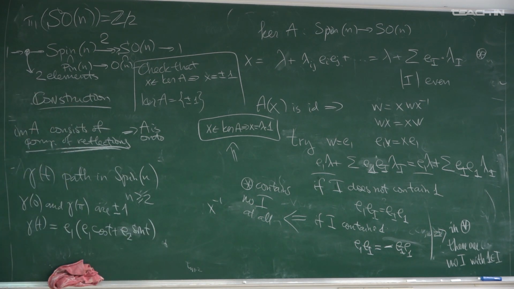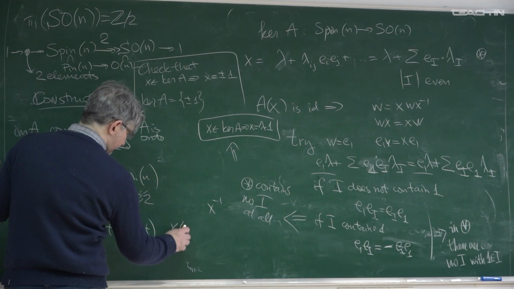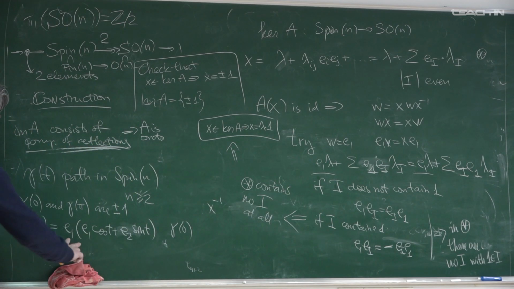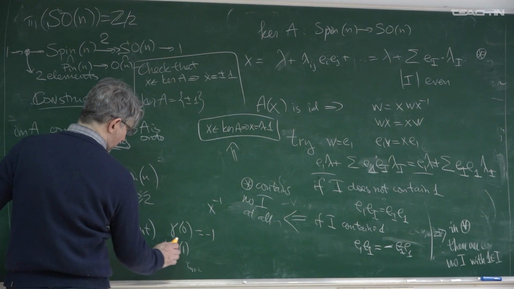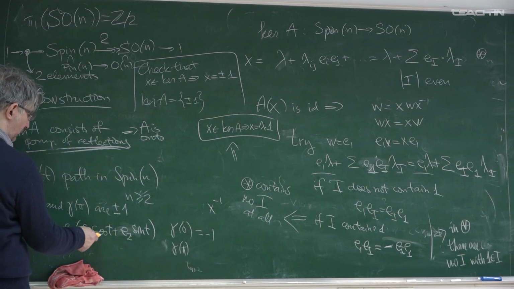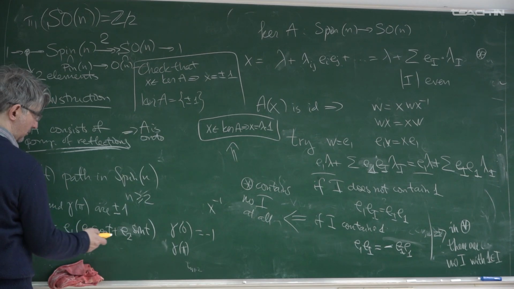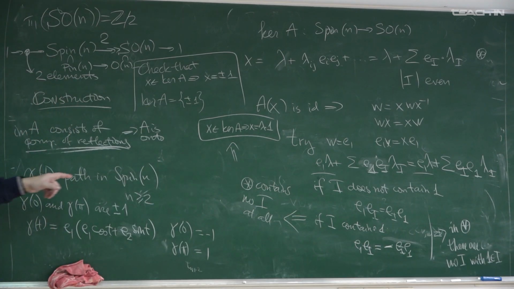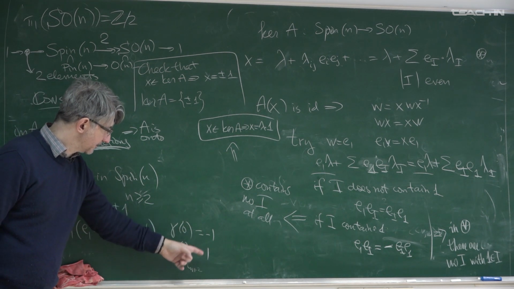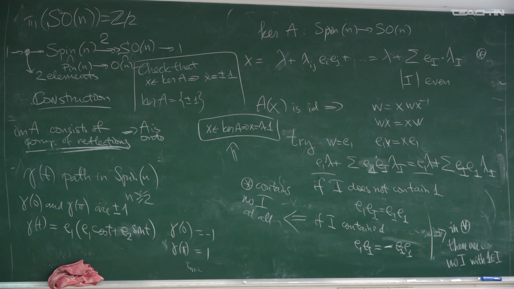What happens if t is equal to 0? Gamma of 0 gives me e1 times e1, so it's minus 1. If I take gamma of pi, this will be cosine of pi, which is minus 1. So inside the spin group there is enough room to join these 2 points by a path. But the path is long, because I went out from one sufficiently far away. Okay, that's all for today.